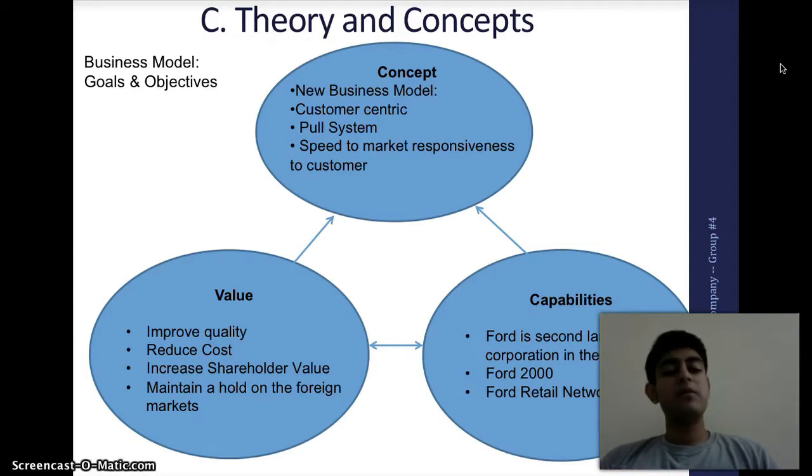manufacturers. The value is improved quality and reduced cost, so that more customers would like to buy if the cost is less compared to their competitors. Increase shareholder values, maintain a hold on the foreign markets.